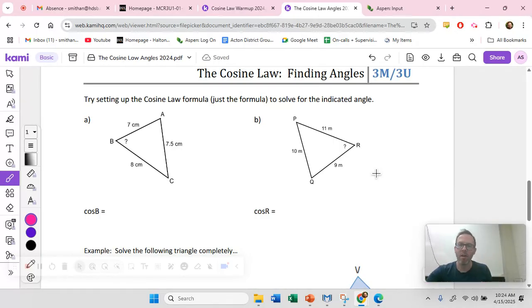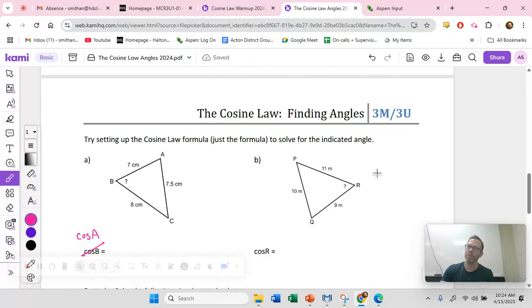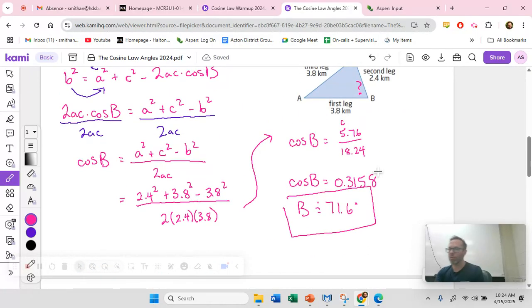And I've realized we actually already did an example finding cosine B. So let's mix things up a little bit. Apologies if you've already done it. But can you guys write out what the cosine law formula solving for cosine A would look like with this arrangement of letters? Use the same structure as before.